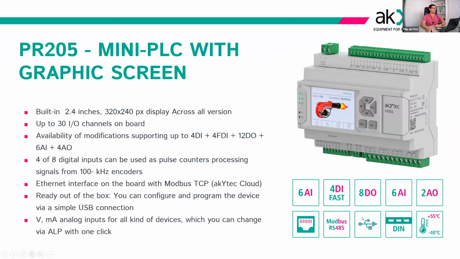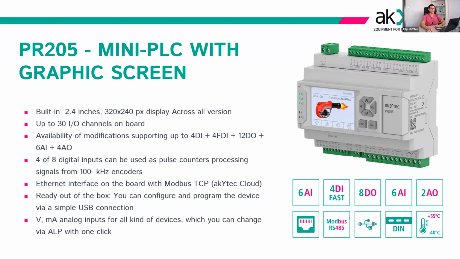Okay, we can now take a look at the new PR205 and its functionalities. So the PR205 features a 2.4-inch graphic display, and it is the first time we've combined this kind of screen with our compact PR hardware. At the moment, we offer two configurations, each with up to 30 input and output channels on the board.